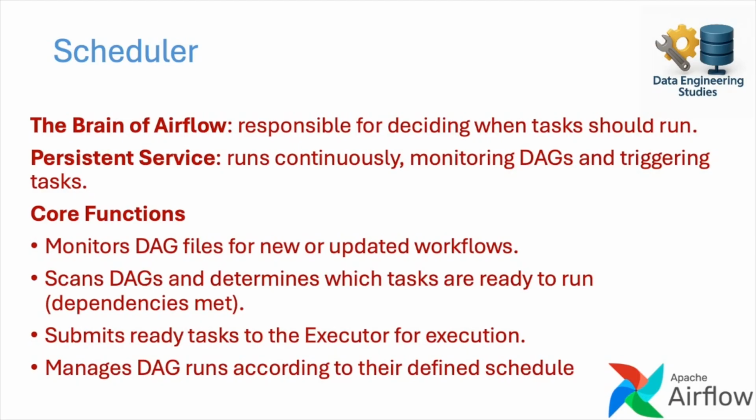The core functions of a scheduler are: it monitors the DAG files to determine new or updated workflows. It scans the DAG and determine which tasks are ready to run once their dependencies are met. It then submits those ready tasks to the executor for execution. Finally, it manages the DAG runs according to their defined schedule, whether that is daily, hourly, or custom intervals.